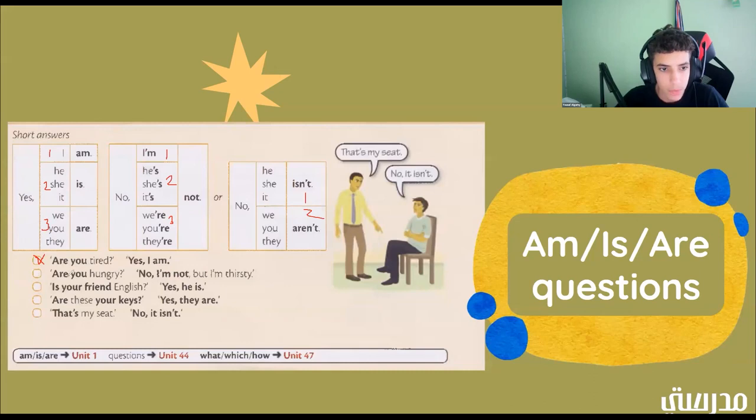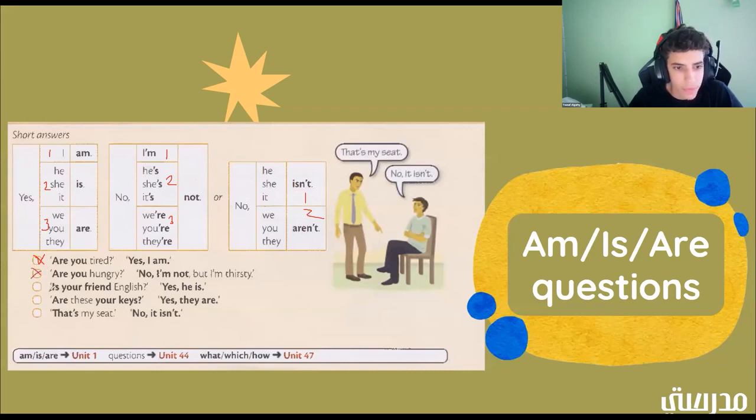All right, so are you hungry? No, I'm not, but I'm thirsty. Okay, so are you hungry is the question. No, I'm not is the answer. Okay, so if it's no, I'm not, we would pick one of these, but since it says not, it would be the second group. So which one would it be? Would it be group 1, group 2, or group 3? All right, good job. It would be group 1. I'm. No, I'm not. All right, good job.